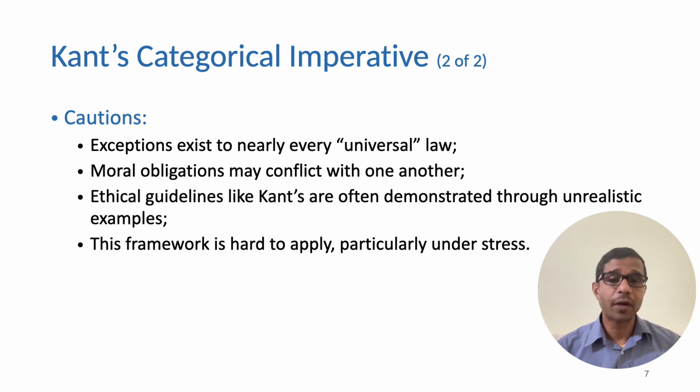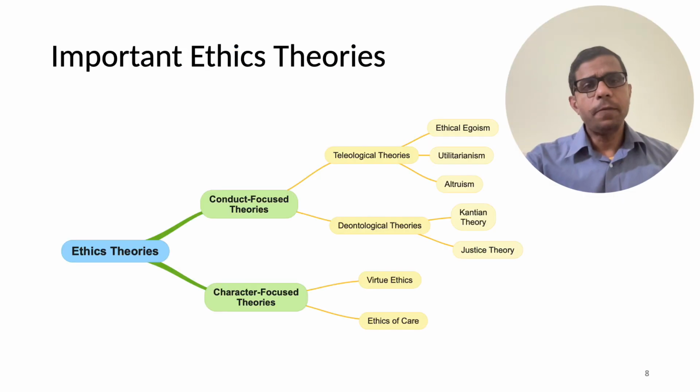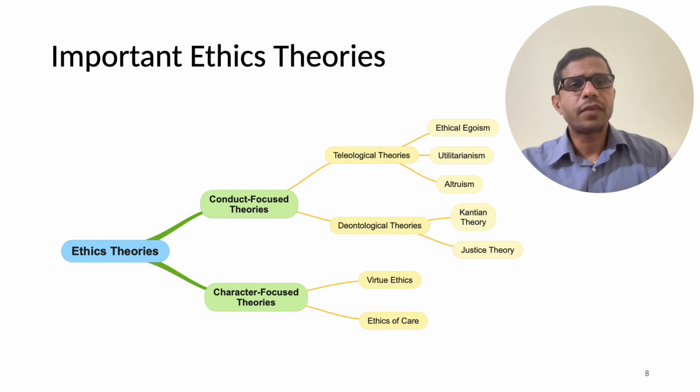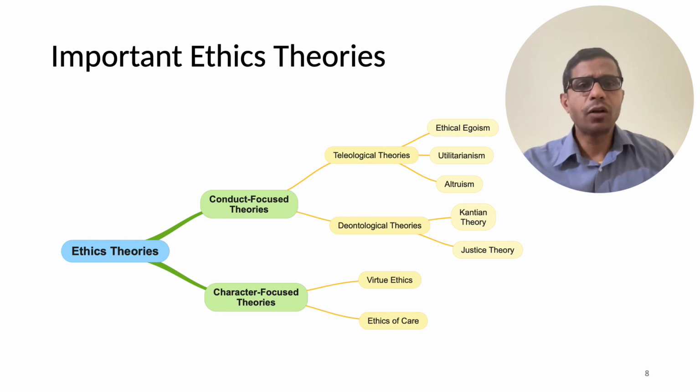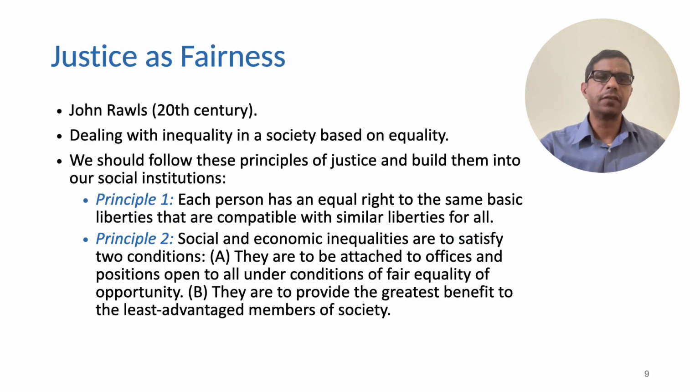So that is one of the primary reasons why Kant argues that irrespective of how difficult the situation is, we should always act based on this categorical imperative, which is that it is your duty to do the right thing. Now let's quickly go through some of the other theories, and the other deontological theory which we will quickly go over is the justice perspective.